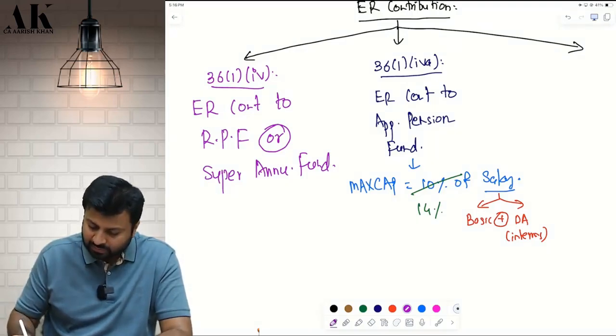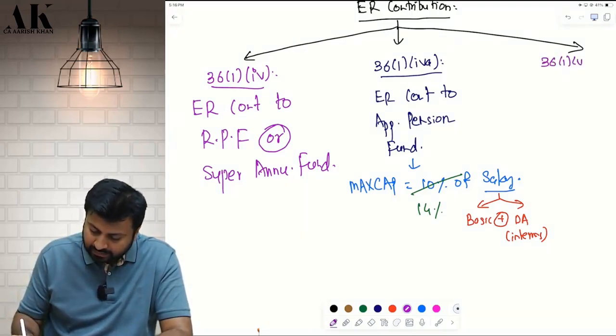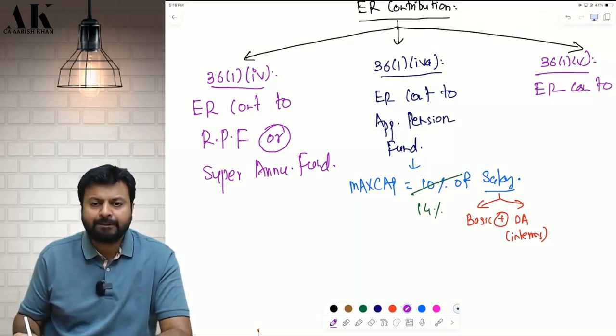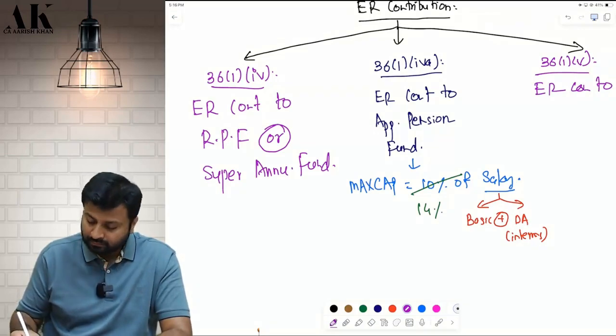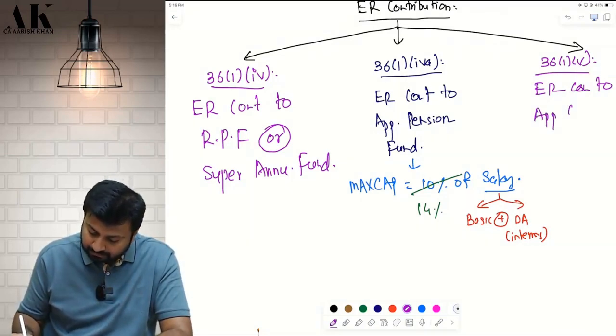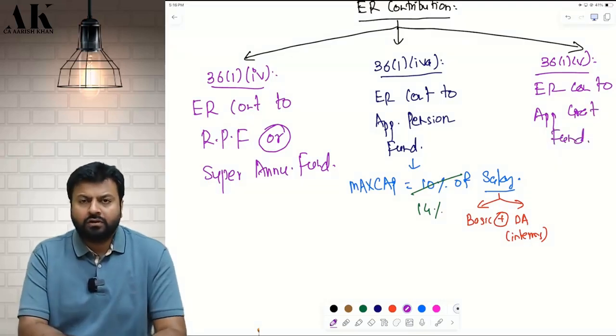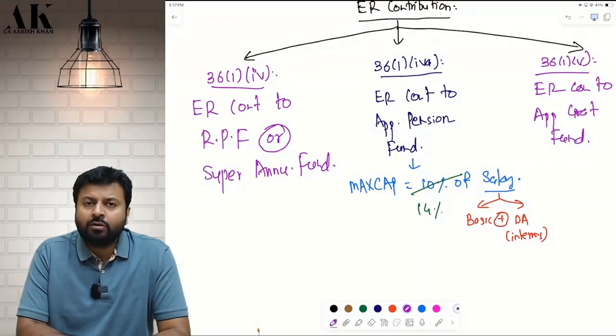And the third and the last one. Section 36(1)(iv)... sorry, 36(1)(v), not 5(a). This is employer contribution to approved gratuity fund. So if I am contributing any amount to an approved gratuity fund for my employees, that will also be allowed as a deduction to me. Is it clear, all of you? Please tell me.